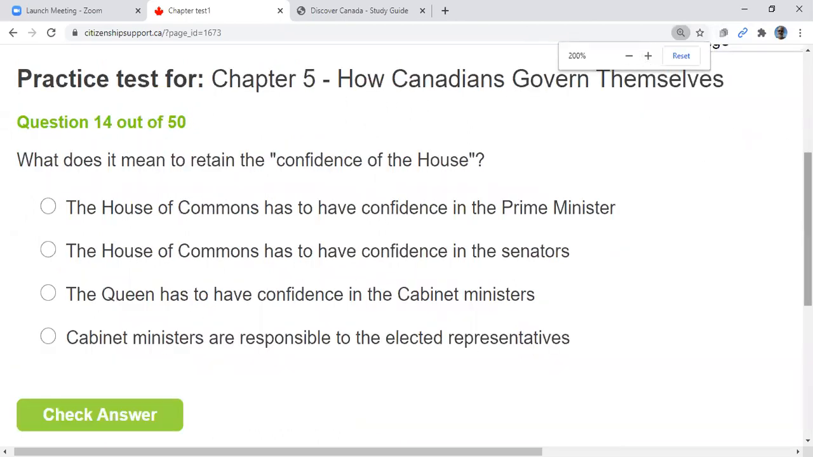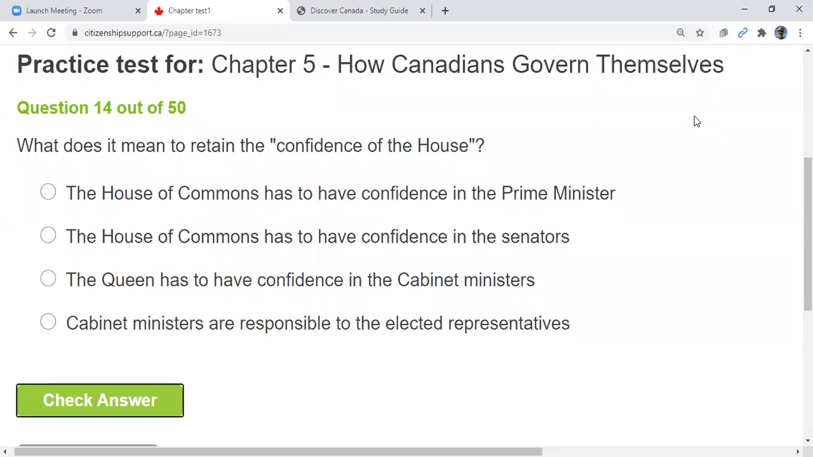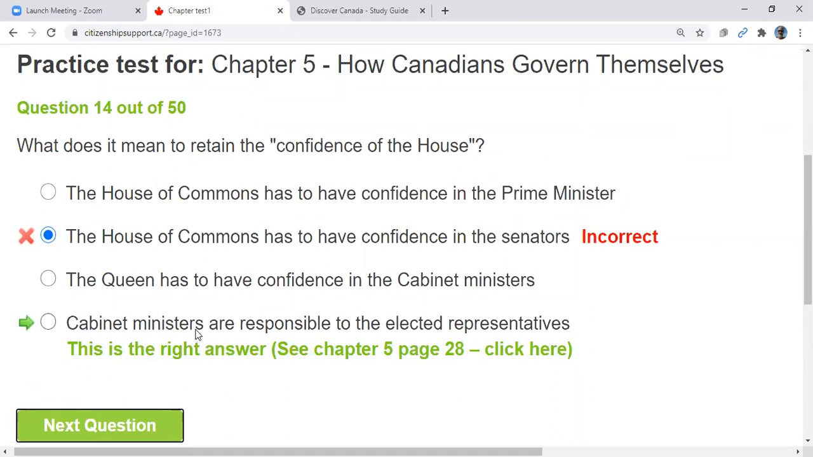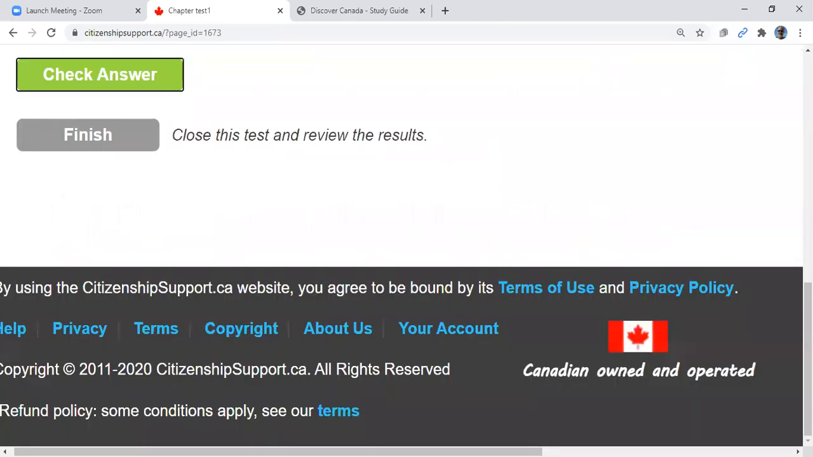What does it mean to retain the confidence of the House? Number 2. Okay. So this one's number 4. It means the cabinet ministers have to be responsible to the elected representatives. Yeah, that's what. So the House of Commons is only for elected people, and then the senators aren't in the House of Commons. Yeah, these are difficult questions. They get more difficult as they go along here. Very good. Okay. Let's try this one.